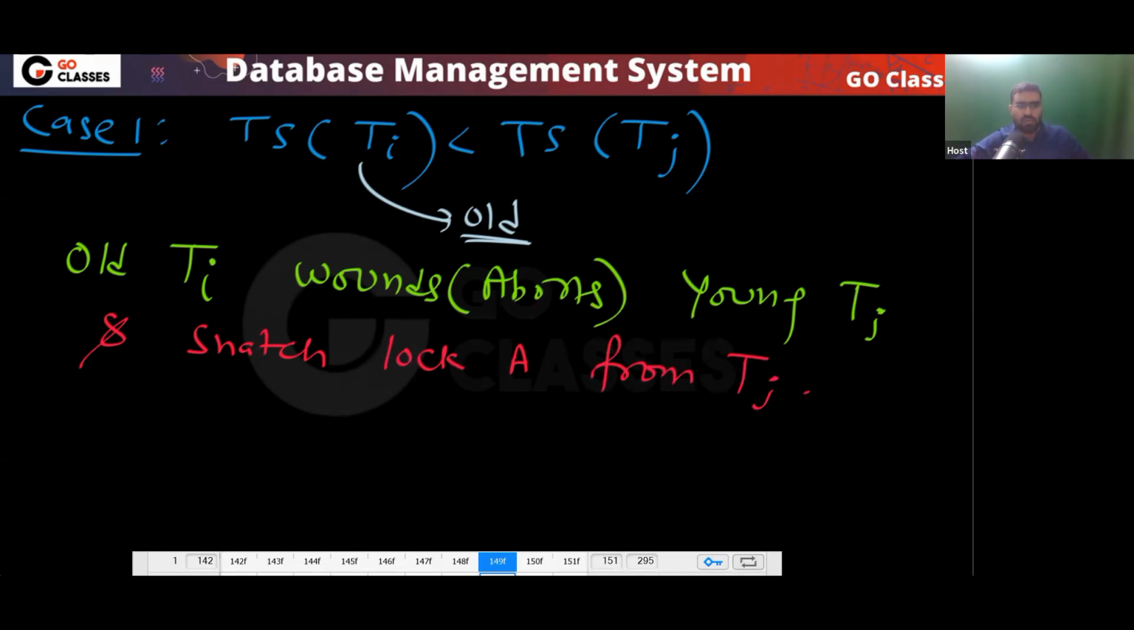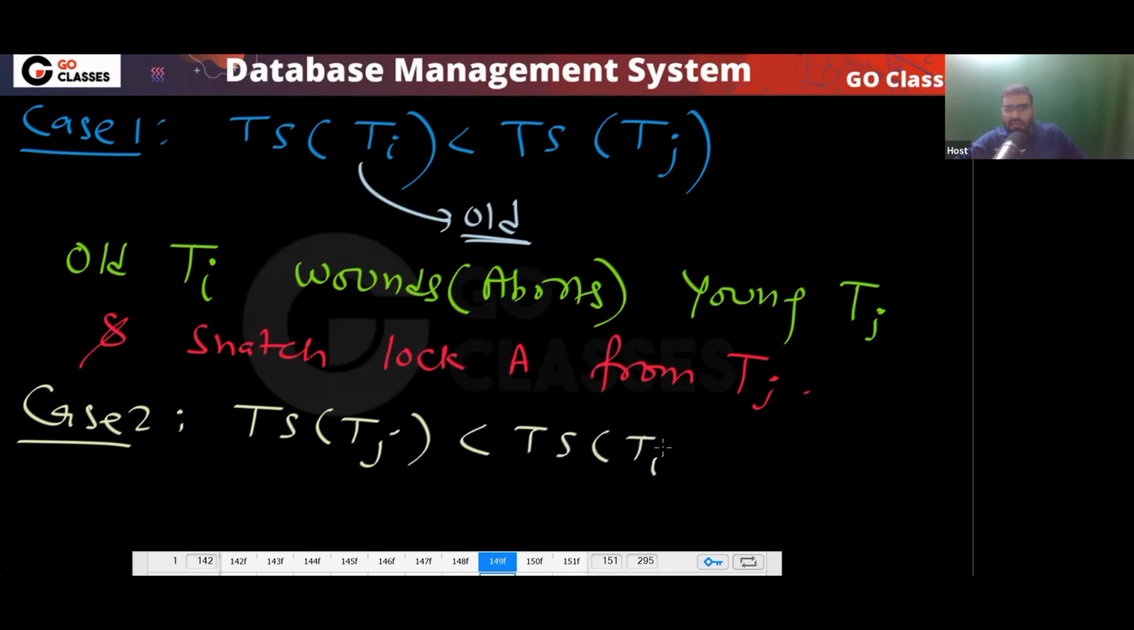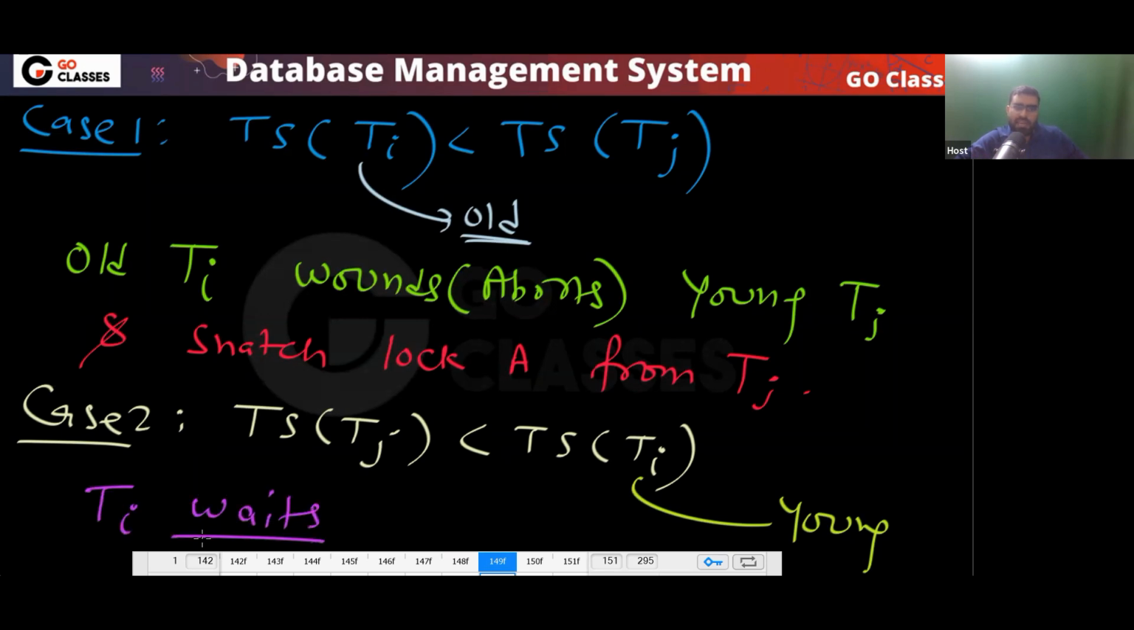What is case 2? Case 2 is that this TI is younger. TI wants the lock, but TI is younger. Can it snatch? Can it wound the old one? Can it roll back the old one? In this situation, TI simply waits for TJ to release. So did you understand both of them?